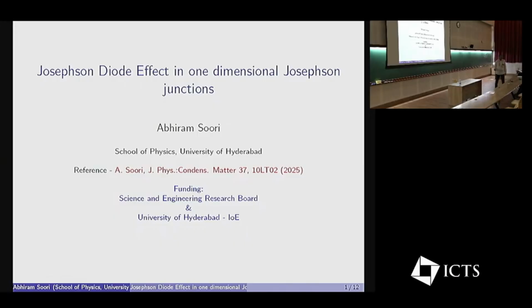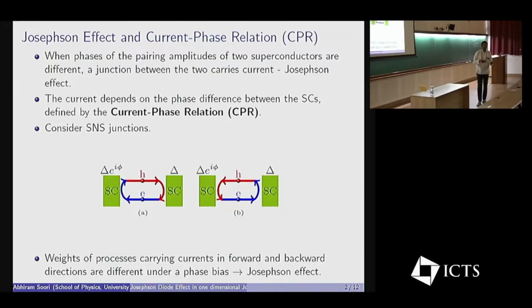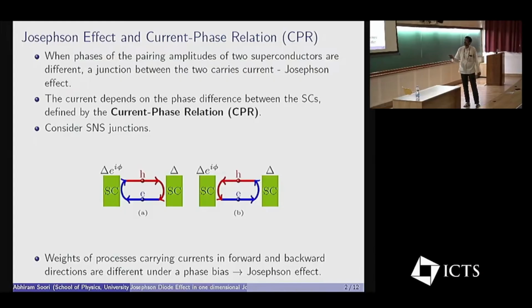Okay, to begin with, the Josephson effect. So what is the Josephson effect? Let's say you have two superconductors and there is a difference in the superconducting phases. Phases in the sense that the pairing amplitude for the superconductor has a phase also. Let's say that is different for the two superconductors, and these two superconductors are joined through either an insulator or a metal. Then a current flows from one superconductor to the other. This is an equilibrium current and it's called the Josephson effect. And this dependence of the current on the superconducting phase difference is called the current phase relationship.